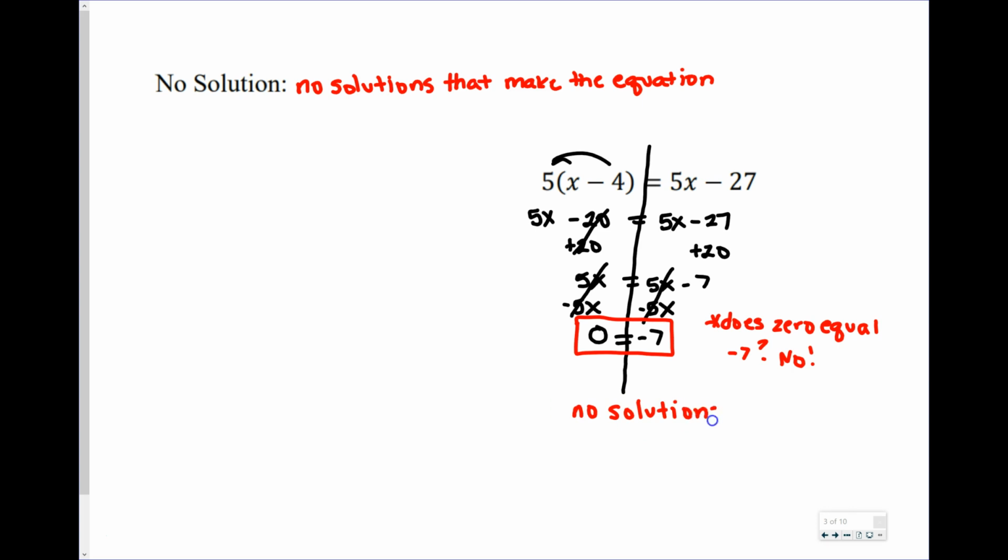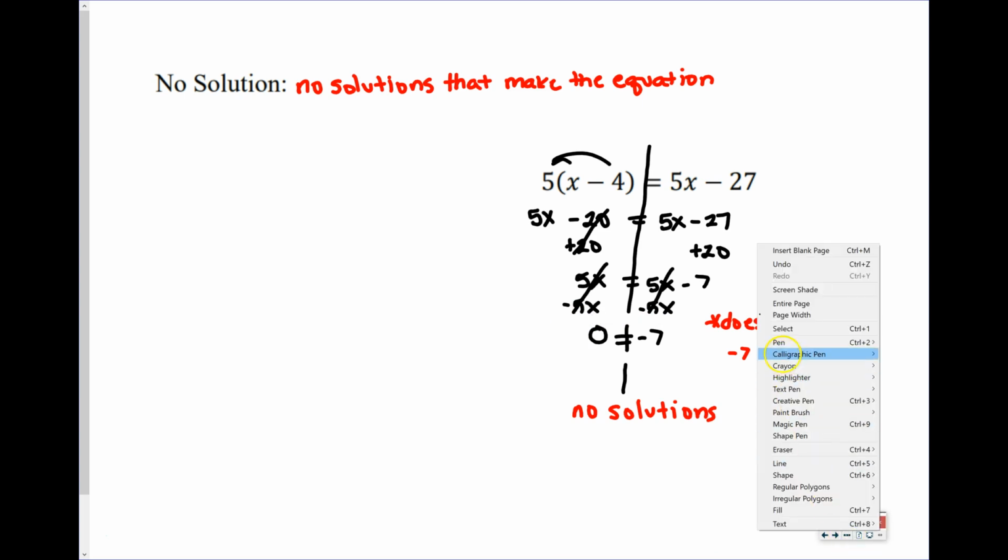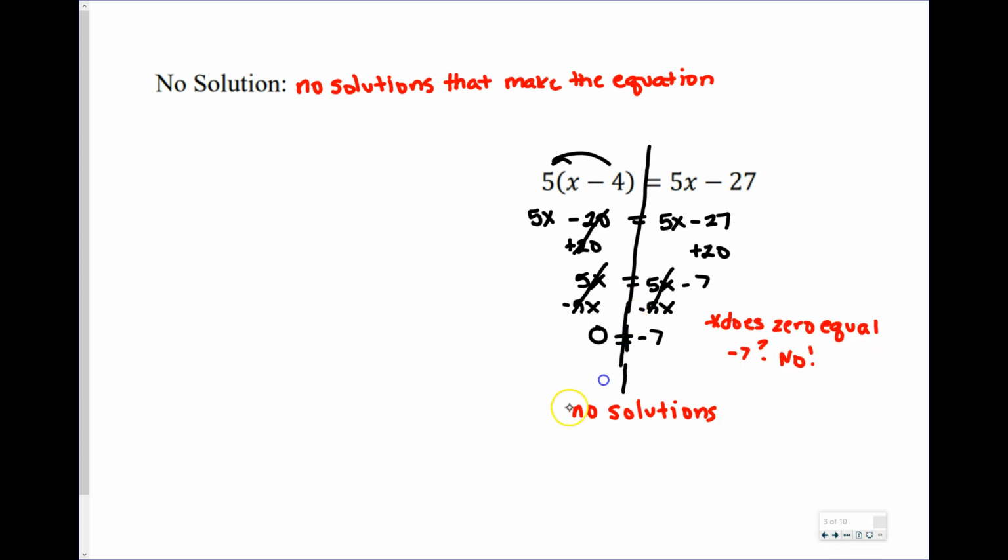So instead of boxing what I boxed before, what I want you to put a box around is this answer of no solutions. That's what that means. If you get two things at the end of your problem that don't equal each other, then that means that nothing will ever make them equal. There's nothing we can plug in that will work.